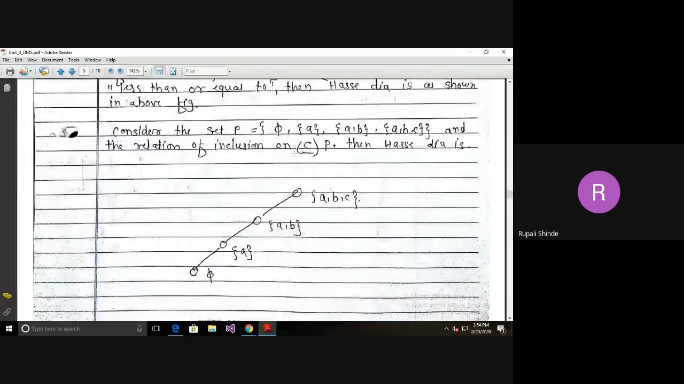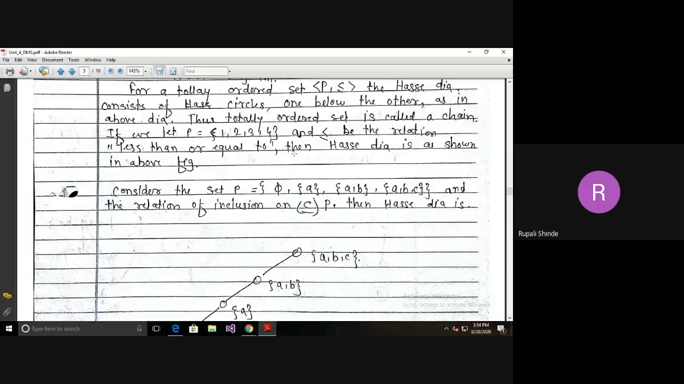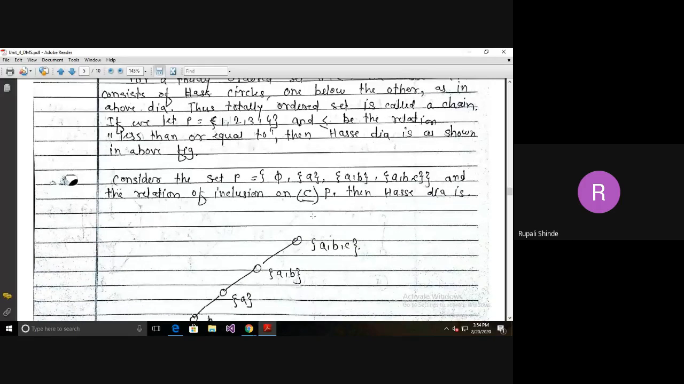अजून एक एक्झाम्पल घेऊया. So here in this example they have given one set P, which consists of elements phi, set A, set A comma B and set A comma B comma C. Okay, and which relation is given? Inclusion. So this is the relation we have to define on this set P.